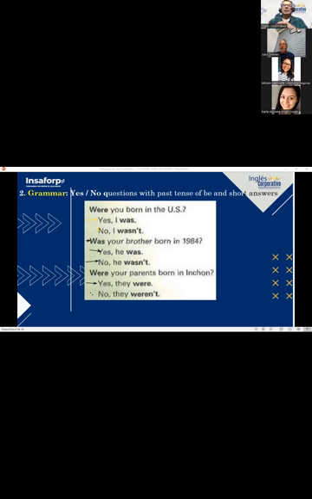So remember, when you give negative answers, people expect the correct information. For example, was Mr. Lopez born in San Salvador? No, he wasn't born in San Salvador. He was born in Chalatenango, in a little cantoncito over there. Okay, so that's the short answer and the negative.